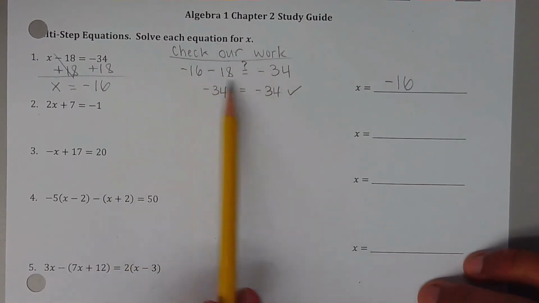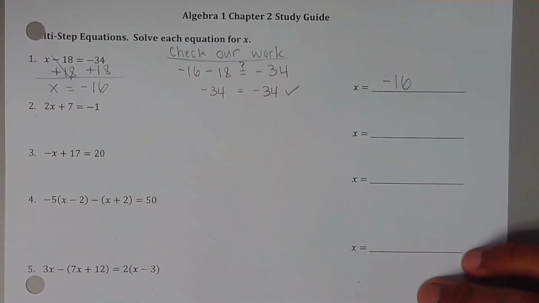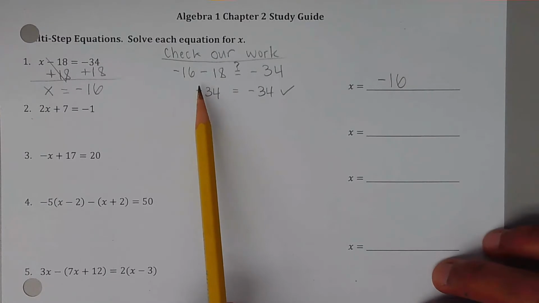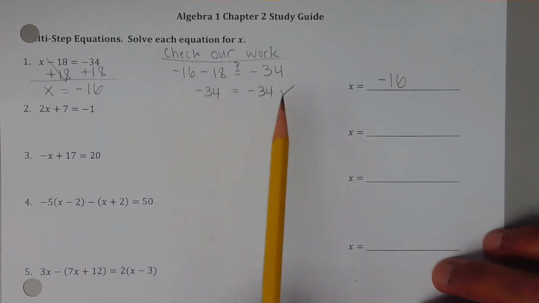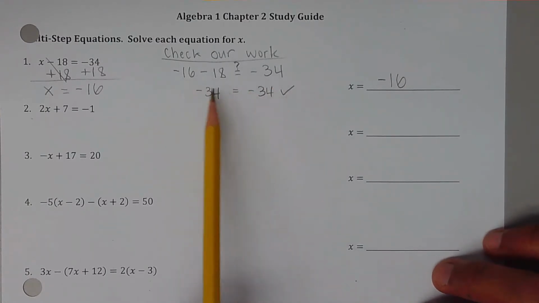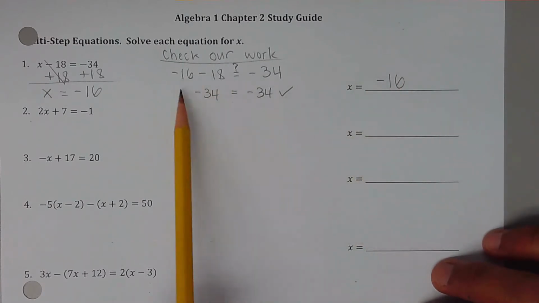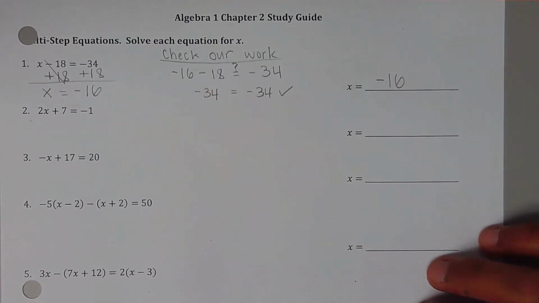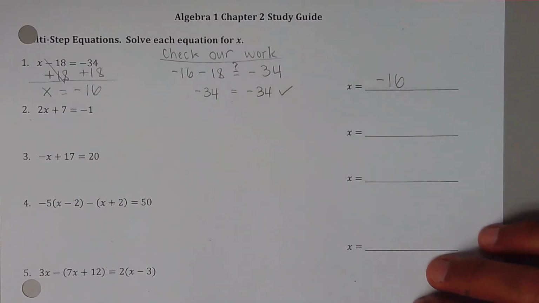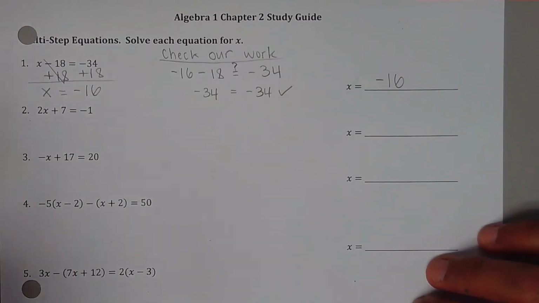Once again, some students might get this confused with thinking about infinitely many solutions. You would be correct, but for now, we're just checking our work. We're checking if x is equal to negative 16 works, not whether or not there's infinitely many solutions. So please don't get those confused. All right, moving on to question number two.